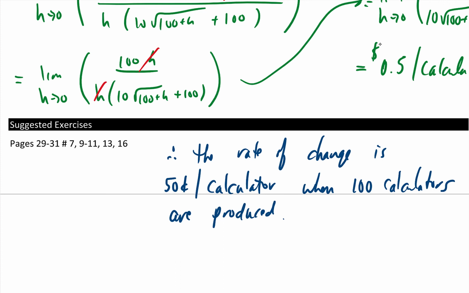So two key things. Usually if you're given two x values, that means you're going to find an average rate of change. And in most cases, when you're given one x value, that means you're looking for the instantaneous rate of change.